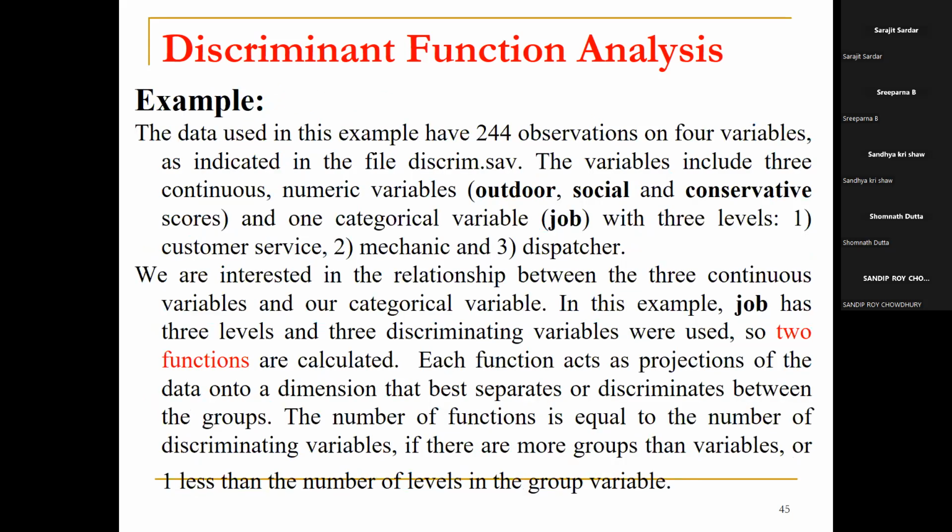Example. We have one data file called discriminant. There are 244 observations in it. The output variable has three labels: outdoor, social, and conservative. And there is a categorical variable in the independent list called job: what type of service, mechanic, customer service, or dispatcher.